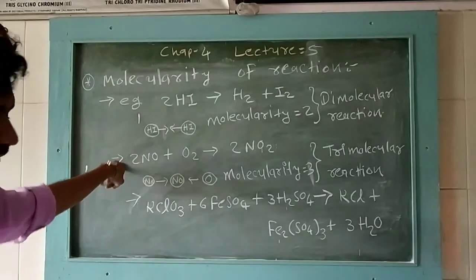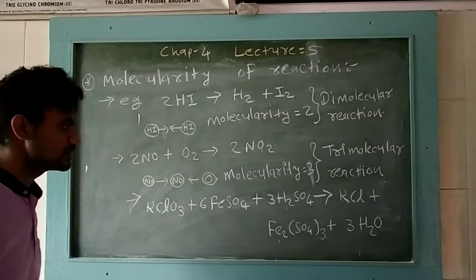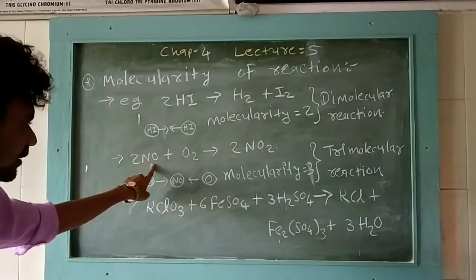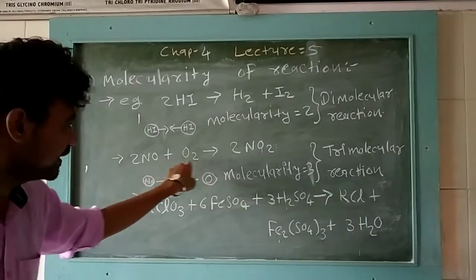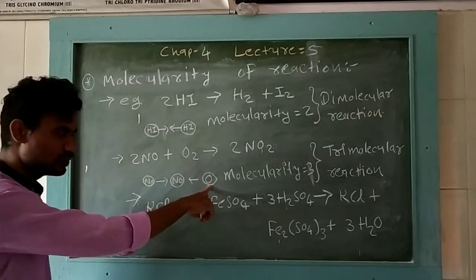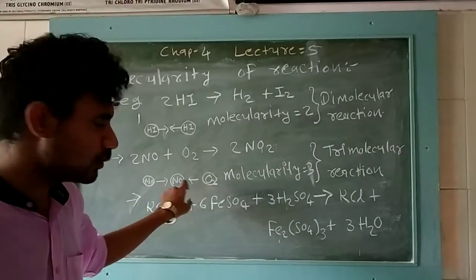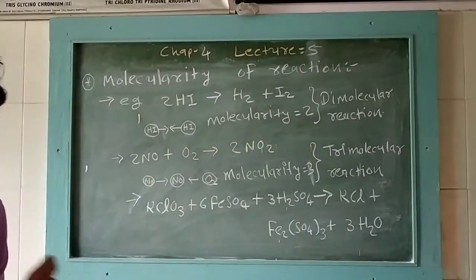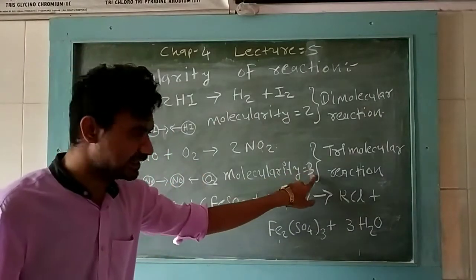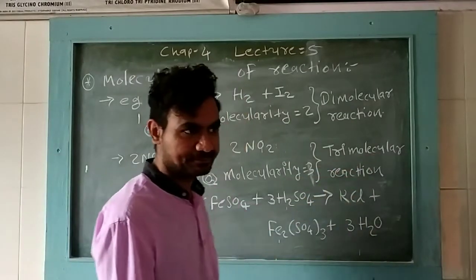Now the next example: 2NO plus O2 gives 2NO2. The reactants here are 2NO and O2. So a total of 3 molecules are here, 2 NO molecules and 1 O2 molecule. All these 3 molecules will collide with each other at the same time. So molecularity is 3 here, and the reaction is called a trimolecular reaction.